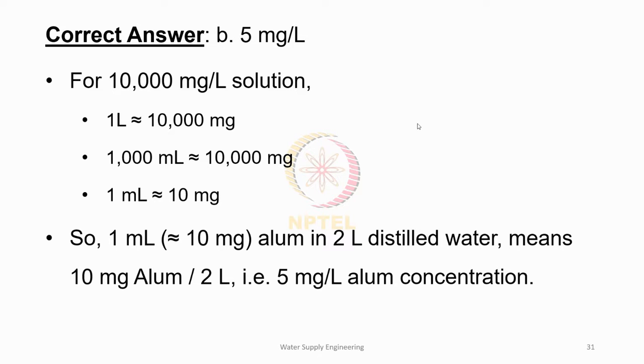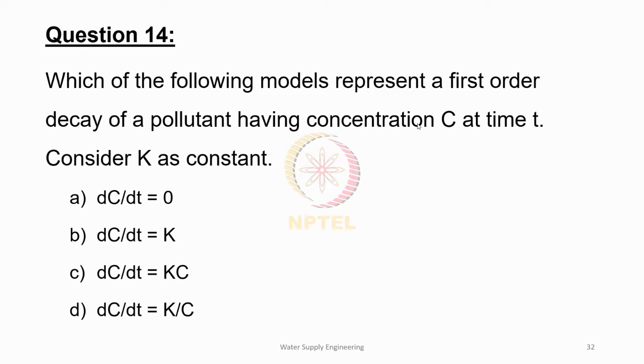So 1 ml solution, or 10 milligram alum, in 2 liters of distilled water means 10 milligram alum per 2 liters. That is 10 by 2 milligram per liter. So it is 5 milligram per liter alum concentration. Right. Okay. So moving on to the 14th question.